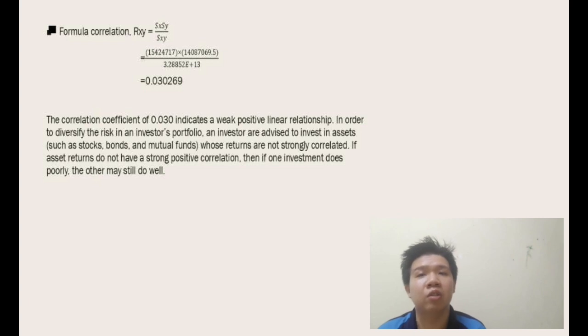In an investor portfolio, an investor is advised to invest in assets whose returns are not strongly correlated. If asset returns do not have strong positive correlation, then if one investment does poorly, the other will still do well.